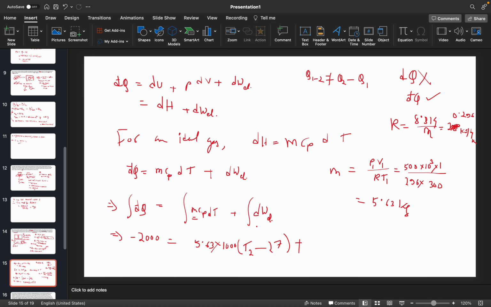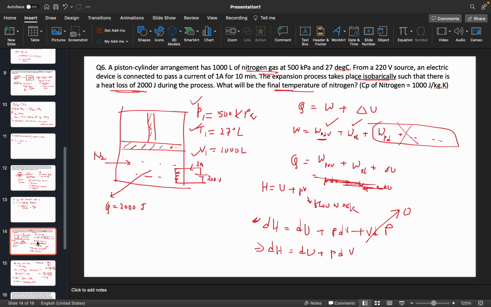Now what will be dW electrical? It will be the entire electrical work done. Now electrical work done, how will we calculate?